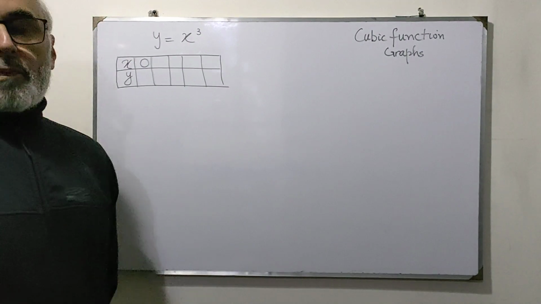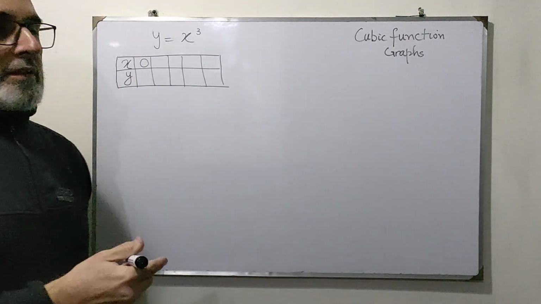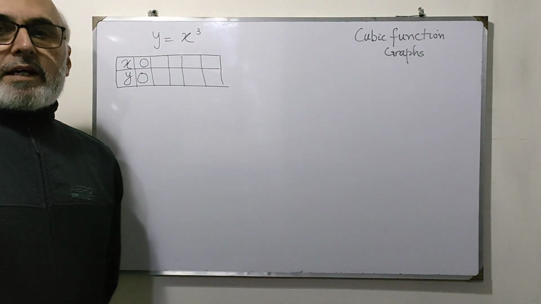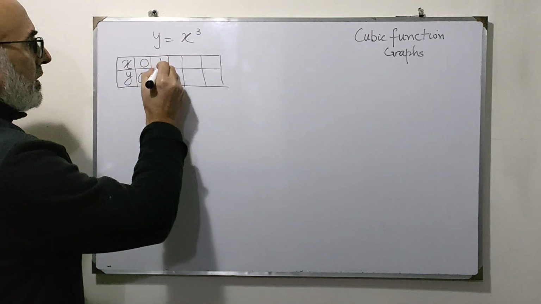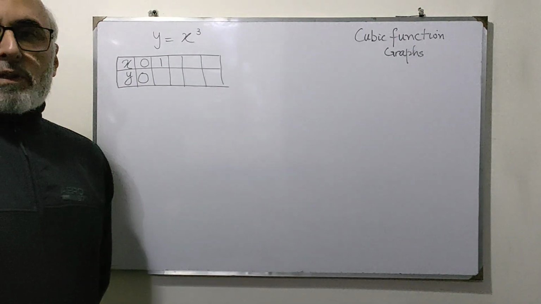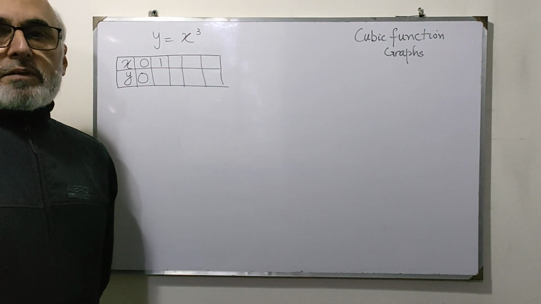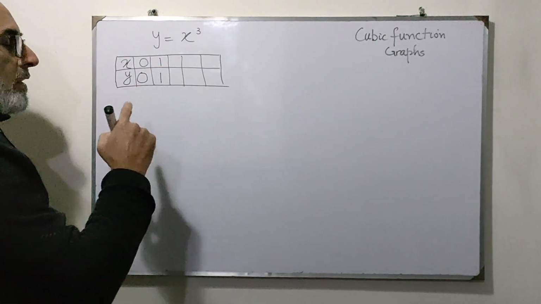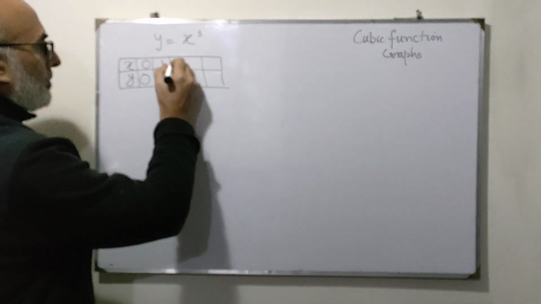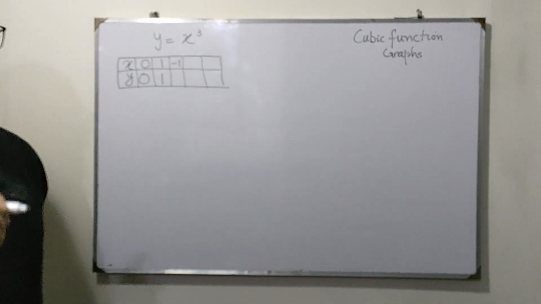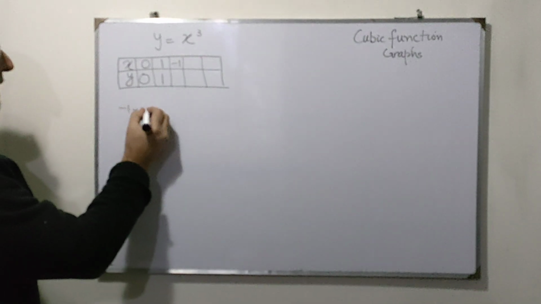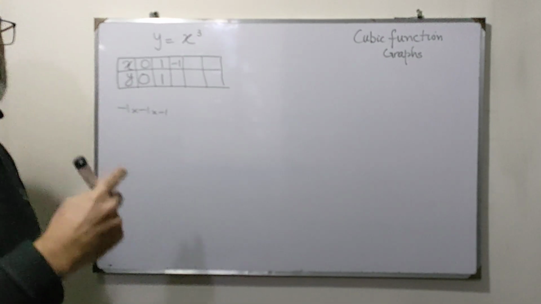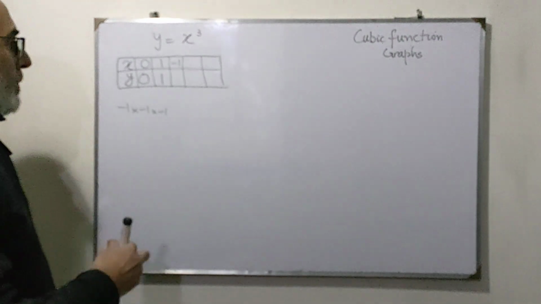x is 0, so obviously y is going to be 0 as well. Okay. Now, let's take x equals 1. So, it's simple. 1 cube is 1. 1 into 1 into 1 is always 1. So, y is 1. Now, let's take negative 1. Now, negative 1 into negative 1 into negative 1. So, negative 1 into negative 1 is positive, and then positive 1 into negative 1, we get negative 1.